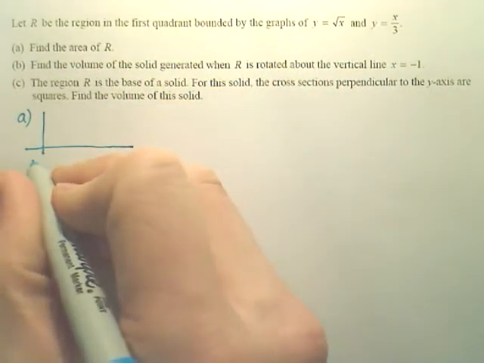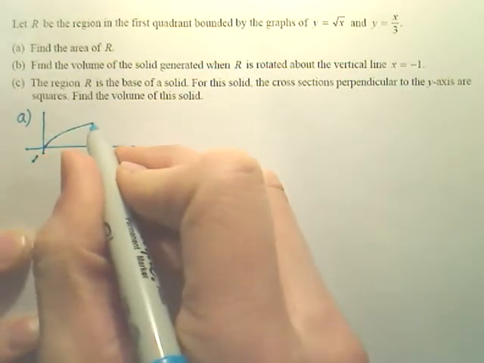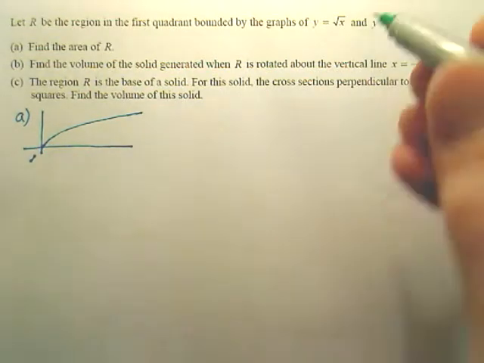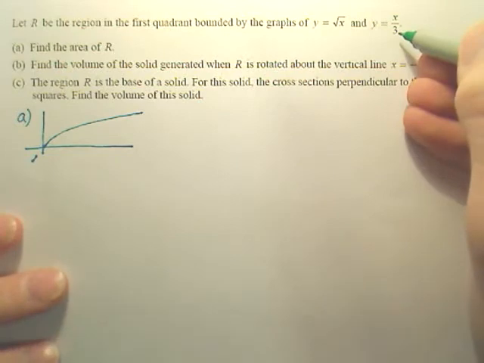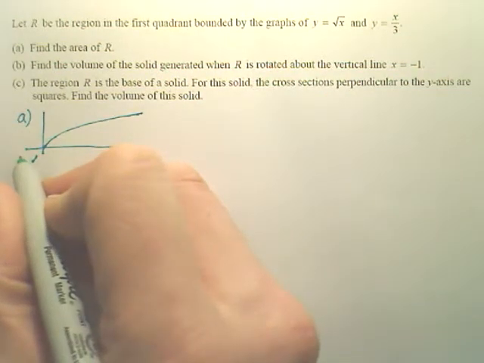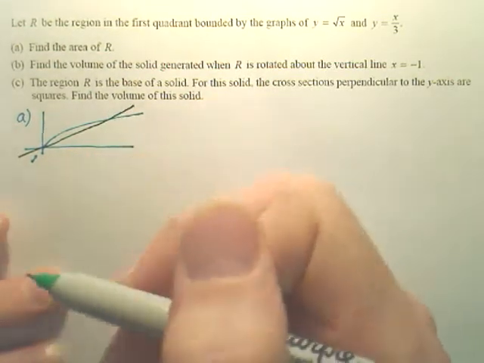Actually, you could probably do this one without a graphing calculator. Doesn't a square root look like that? And then what's the other graph? Well, isn't that x over 3? Isn't that 1/3 x? So isn't that like a slope of 1/3? So even without a graphing calculator, you should be able to somewhat graph this.